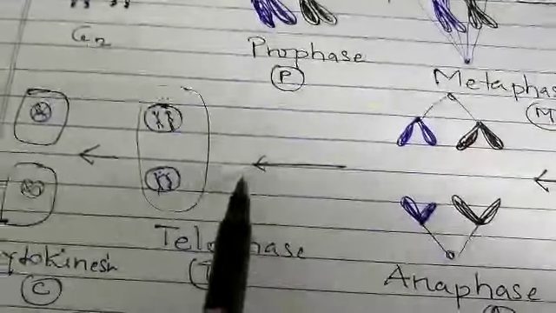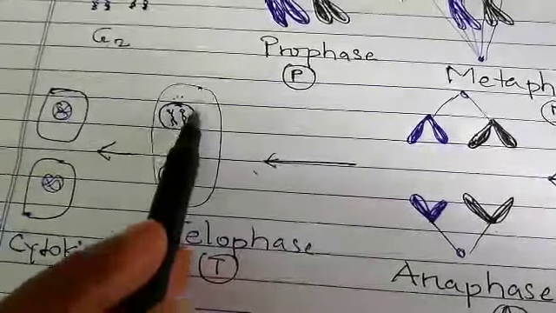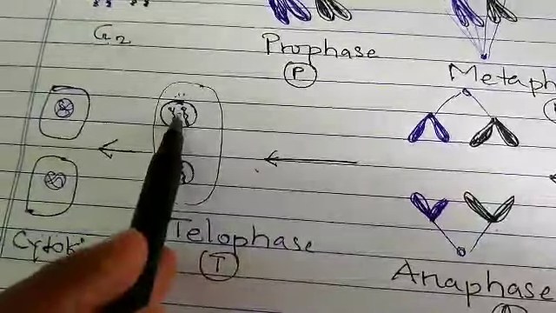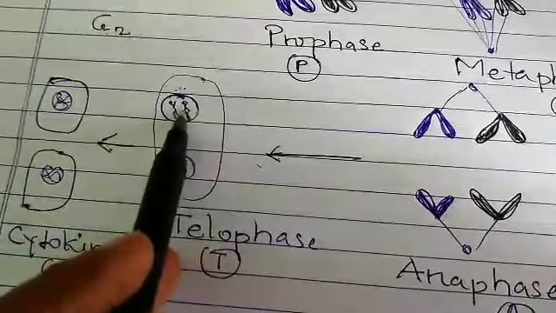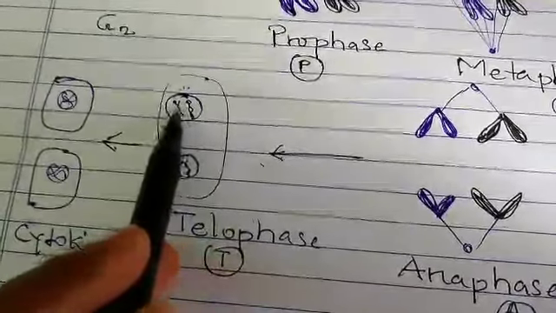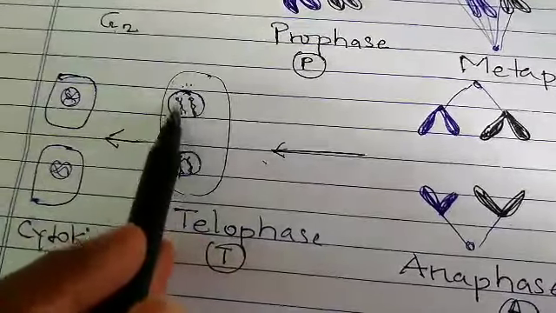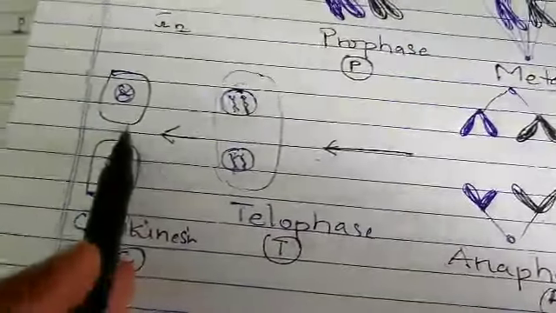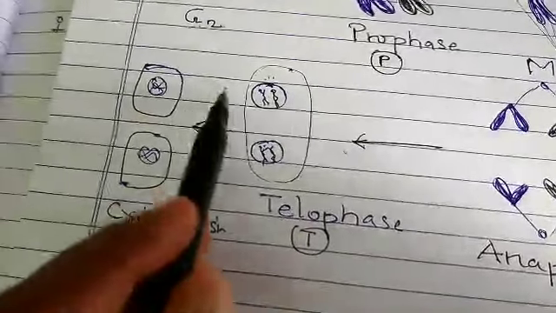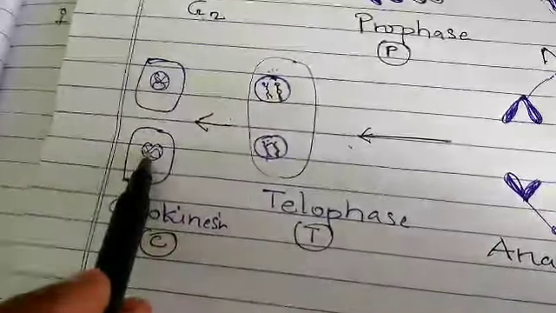And then the telophase, here again the chromosomes recondense to form the chromatin fibers, and thus the interphase state occurs again. This is the telophase, and after that the cytokinesis occurs where the mother cell divides to form two daughter cells.